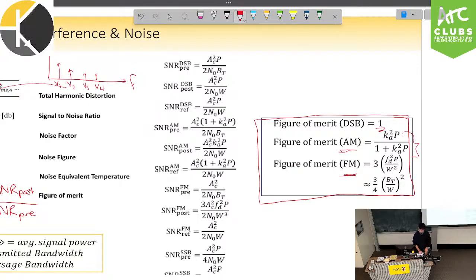And in FM, we actually have the ability to have a figure of merit that is greater than 1, which means that by doing this modulation and demodulation in FM, we're actually removing noise that is picked up when we're transmitting.